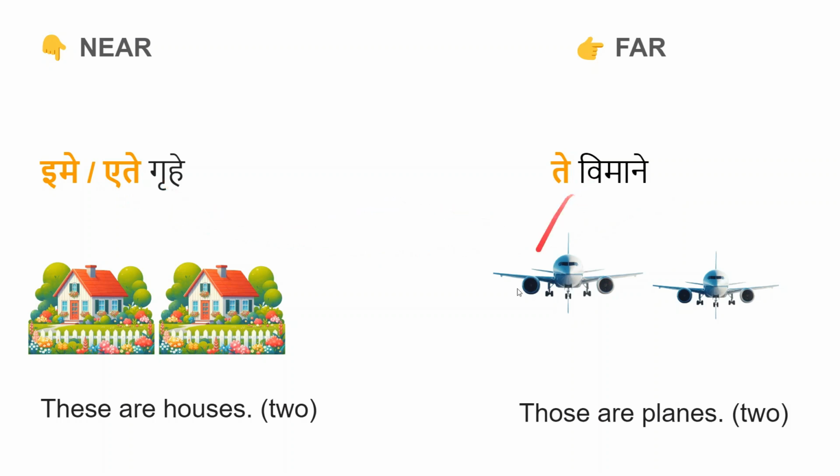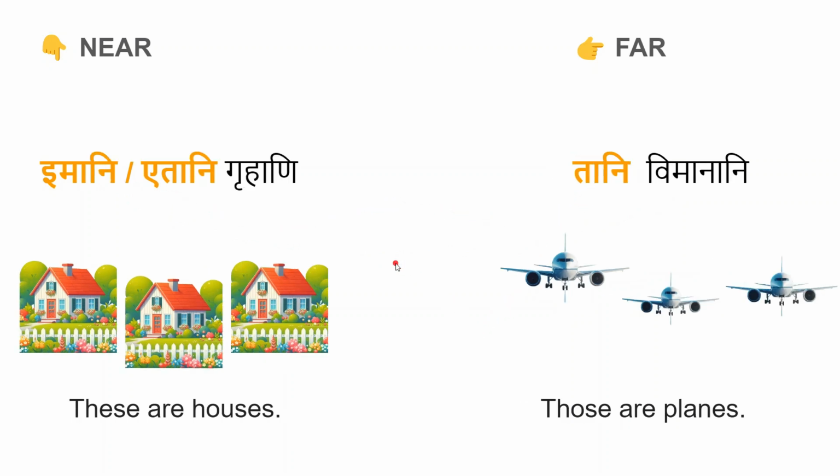Okay? Alright. So the general form, plural form, when there are more than two objects, I can say imani grihani. Or I can say etani grihani. The three planes are far away from me, so I can say thani vimanani.